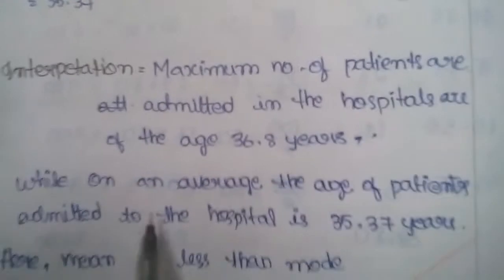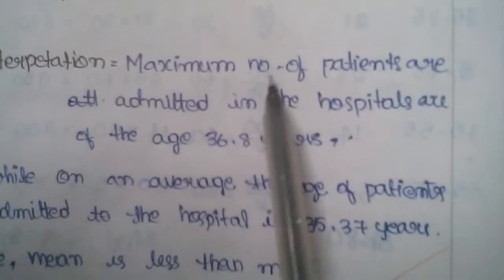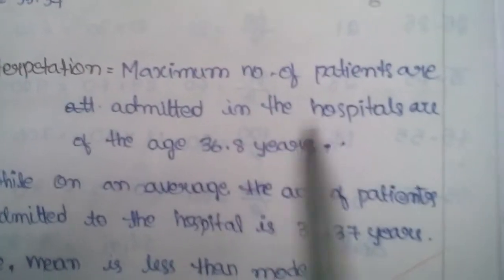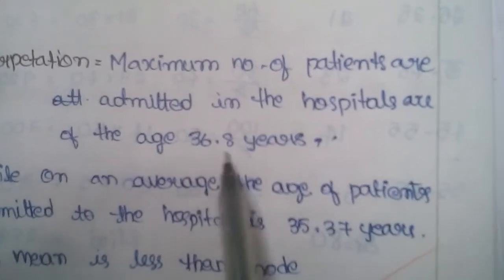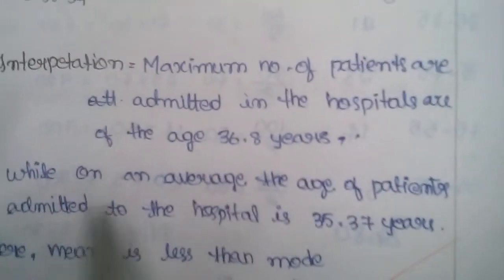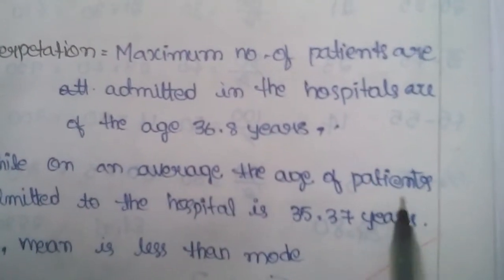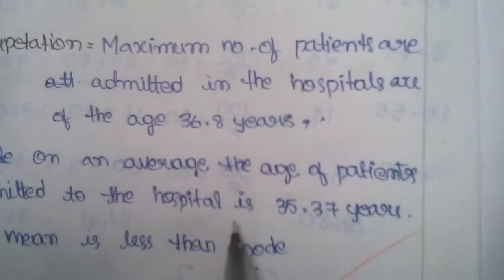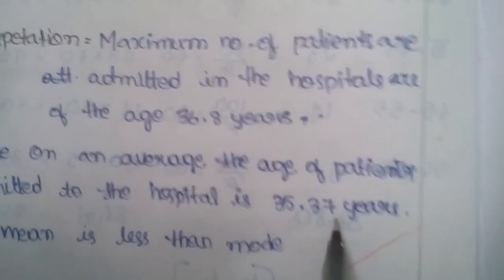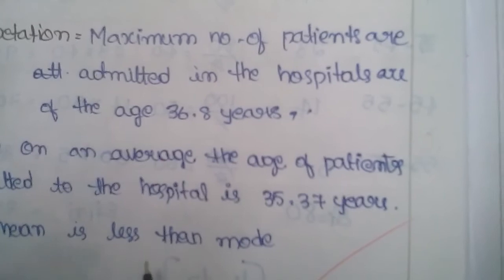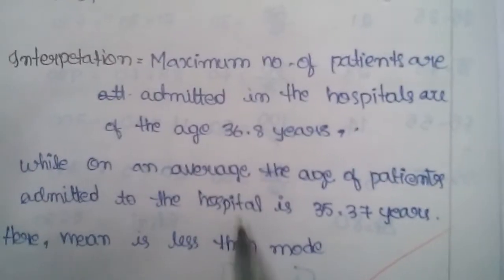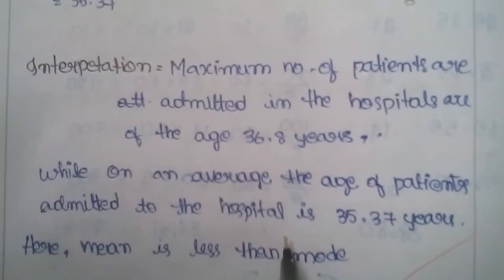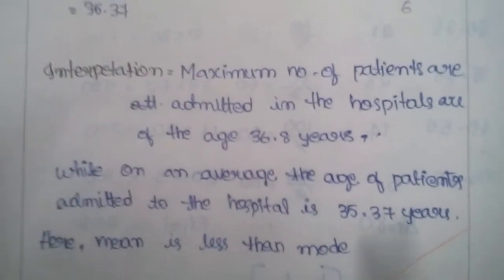Now the interpretation of the data. So the maximum number of patients admitted in the hospital are of the age group 36.8 years, while on average the age of patients admitted in the hospital is 35.37 years. Hence the mean is less than the mode. The first one is the mode and the second one is the mean. So the mean is less than the mode.